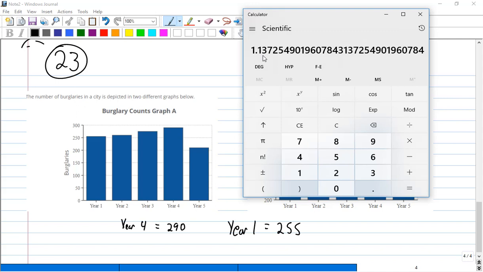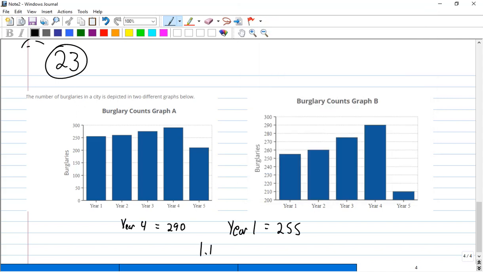The problem asks us to round to 2 decimal places. So what will it be? 1.14. That's your answer on that one. So 1.14 times as many burglaries in year 4 as year 1.